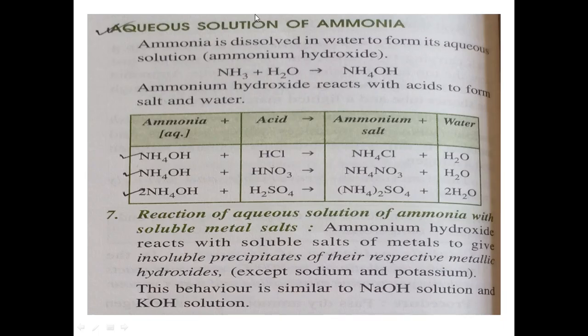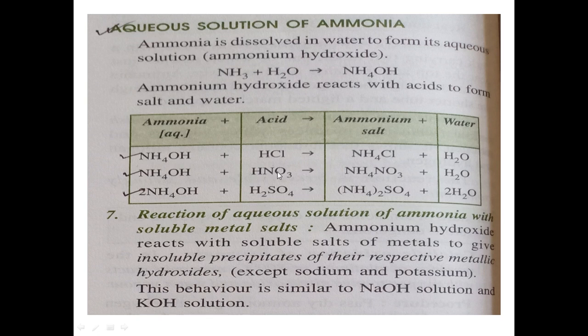Then the aqueous solution of ammonia. Ammonia is dissolved in water to form its aqueous solution, ammonium hydroxide. Ammonia plus water gives ammonium hydroxide, and ammonium hydroxide reacts with acid to form salt and water. Since it is basic in nature, base plus acid gives salt plus water. So ammonium hydroxide reacts with HCl to give ammonium chloride plus water.